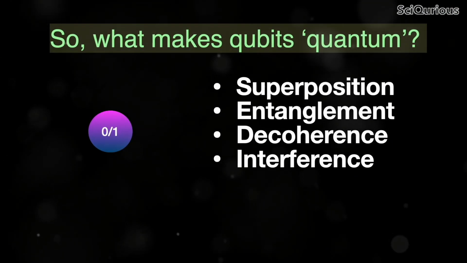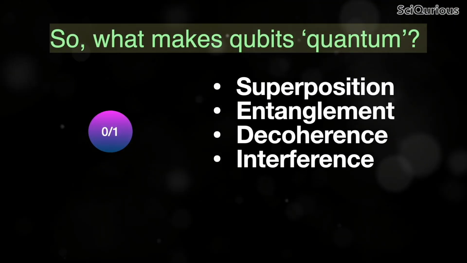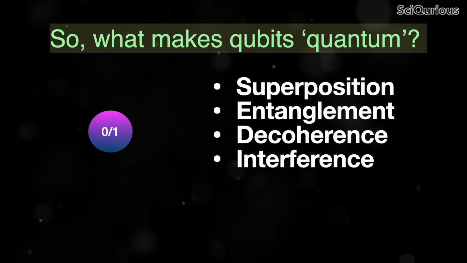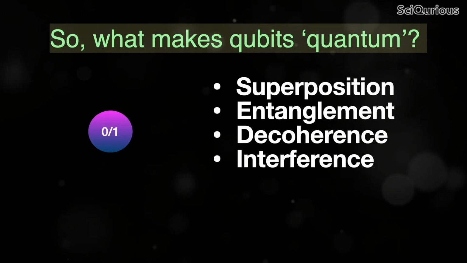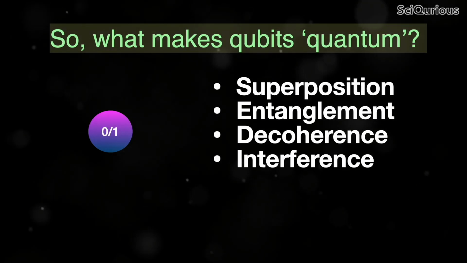So what makes qubits quantum? To understand quantum computing, we need to look at 4 special principles from quantum mechanics: superposition, entanglement, decoherence, and interference.